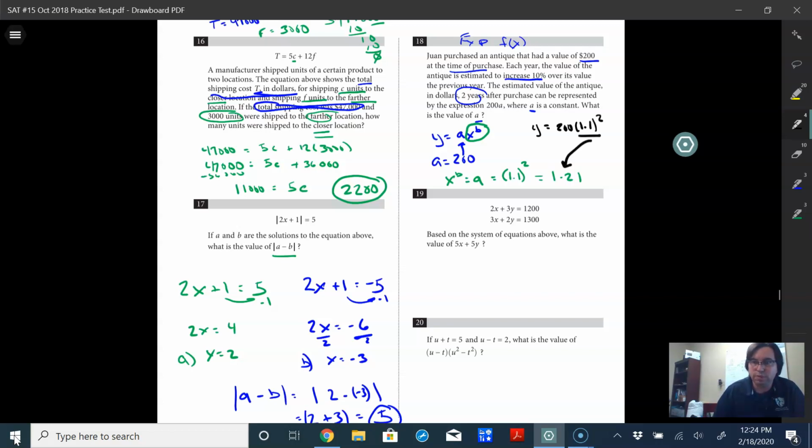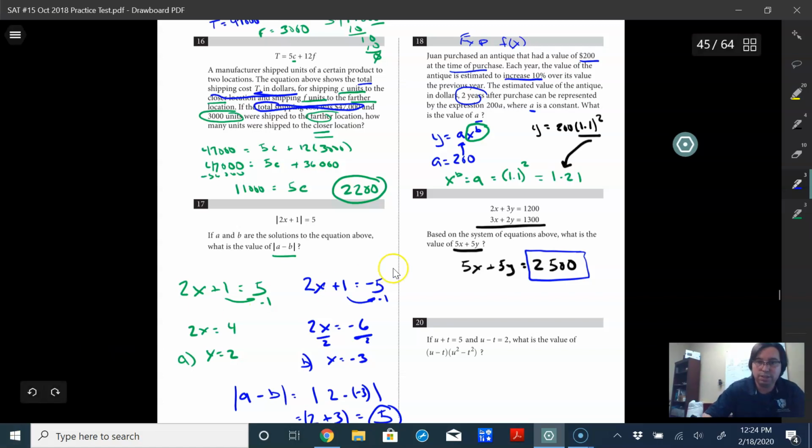Okay, so here we have a system of equations. We see that we've got this pattern of 5x plus 5y. So remember, what I like to do is add these terms together. And so I can see that 5x plus 5y is equivalent to 2,500. And there's my answer choice. Easy as that. So don't make it more difficult than it has to be.